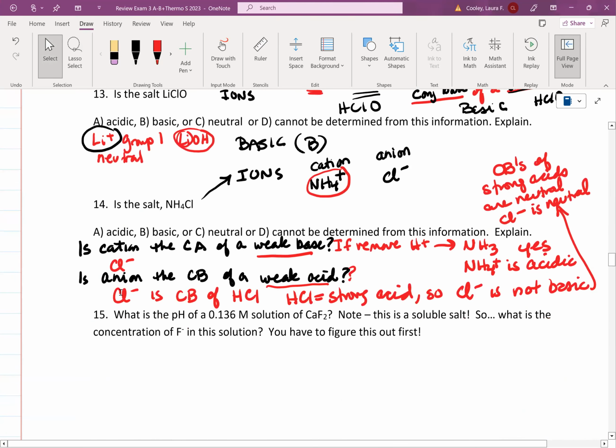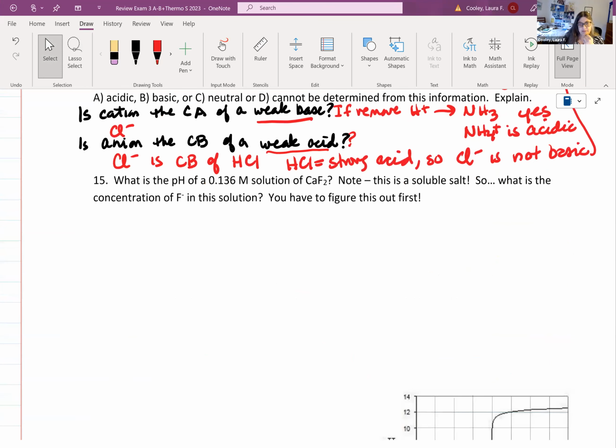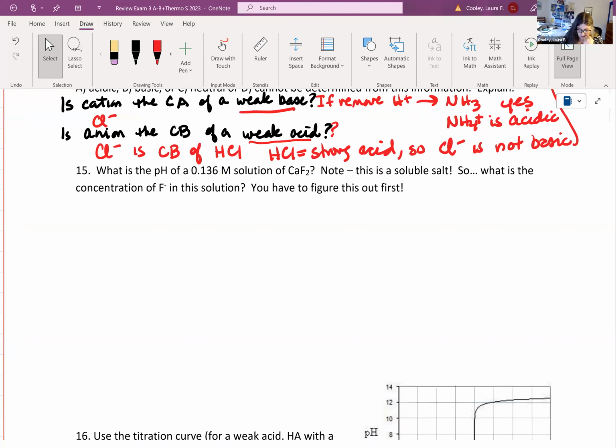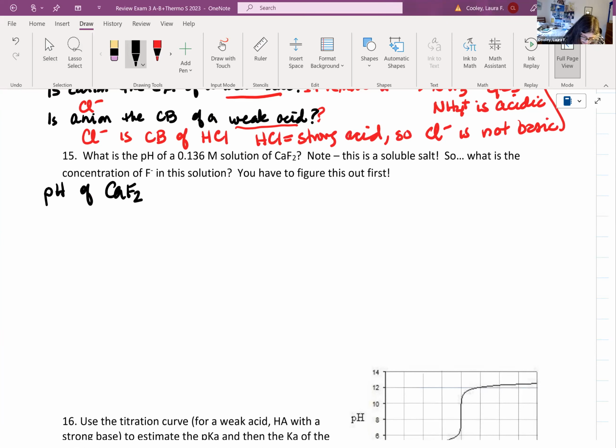Yeah, that's what I was thinking. We could do this one because it's a good problem. So I'm asking you for the pH of a salt solution. It'd be nice to first figure out if this is acidic or basic or neutral.